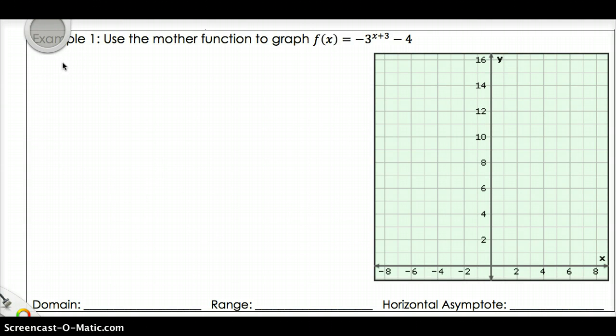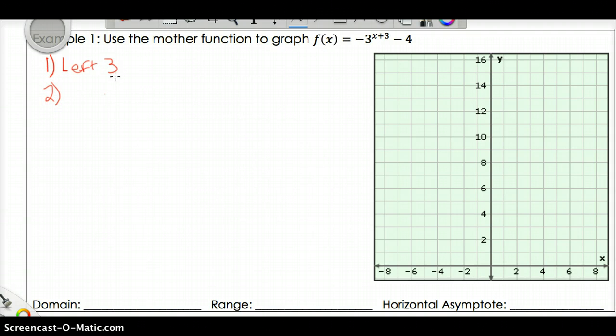So now we're looking at our next example. And this is the first place where we're going to actually use a mother function to shift and graph an exponential function. So let's just start by looking at this equation, which is negative 3 to the x plus 3 minus 4. And let's start just by identifying what exactly our reflections and shifts are. I look at this, I remember that I need to always list my left or right shift first. And I see a plus 3 in the exponent, so that is going to be a shift 3 to the left. I'm going to be going left 3.